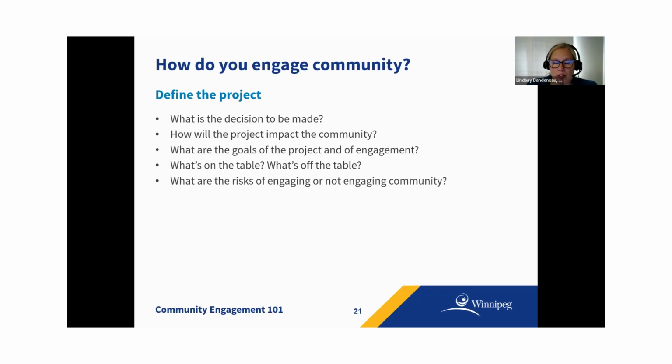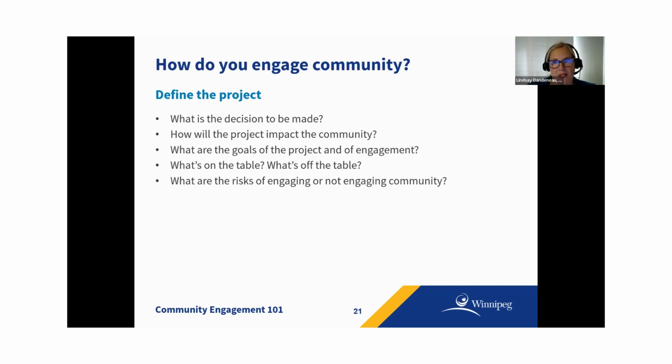What are the goals of the project and of the engagement? How is engagement going to help move the project along? And then what's really critical: what's on the table and what's off? So if you already know that you have these constraints, maybe they're financial constraints, or that this part of a policy isn't going to be changed, don't ask people for feedback on it.